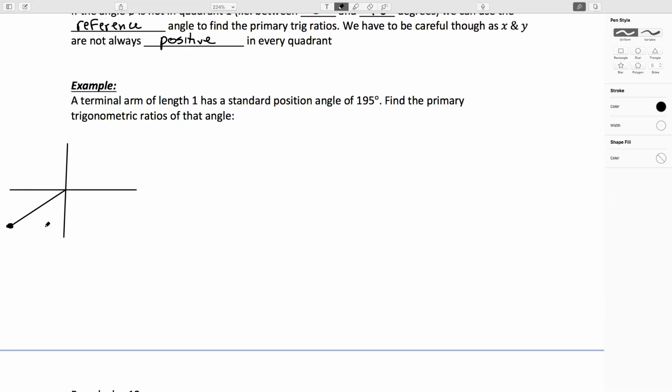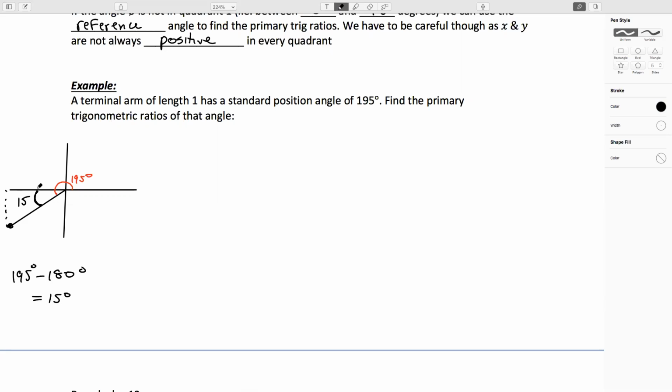Now, in standard position, if I were to measure this from here, this would be 195 degrees. But I don't really want to work with my standard position angle. I want to work with what's called a reference angle. So I want to work with just that angle. If I know that it's 180 all the way to the x-axis, this is just 15 degrees past 180, or you can take 195 and subtract 180, and we're left with 15 degrees. So I know I've got a reference angle of 15.